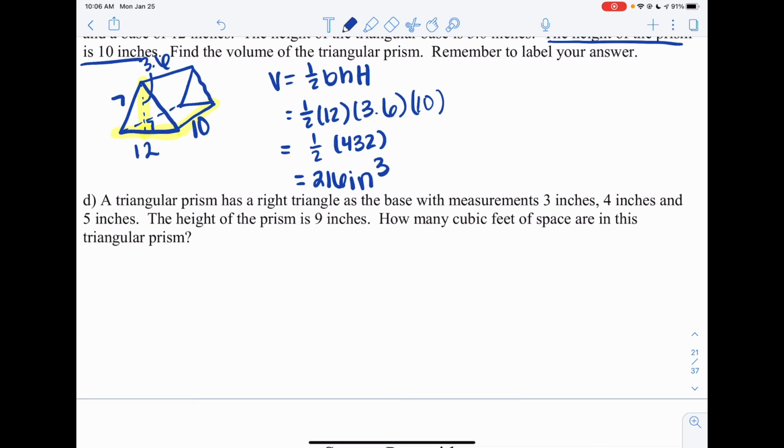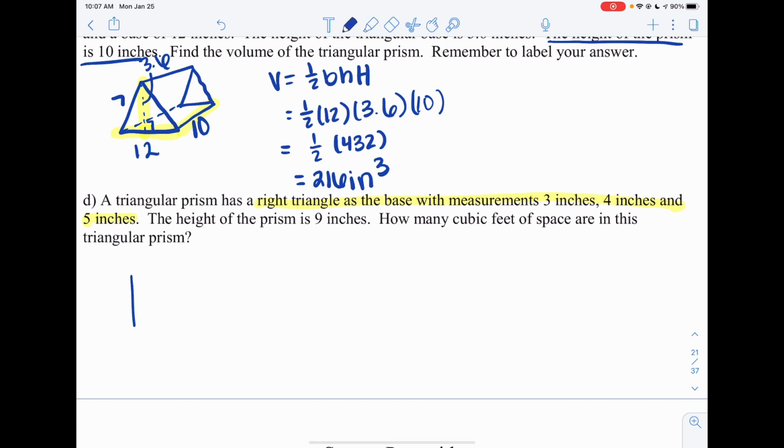And our last one is a triangular prism that has a right triangle as the base with measurements of 3, 4, and 5 inches. The height of the prism is 9 inches. How many cubic inches of space are in this triangular prism? Now we're dealing with a right triangle. When we are dealing with a right triangle and they just give us the measurements, we should know by now that the biggest number out of these three measurements is going to represent my hypotenuse.